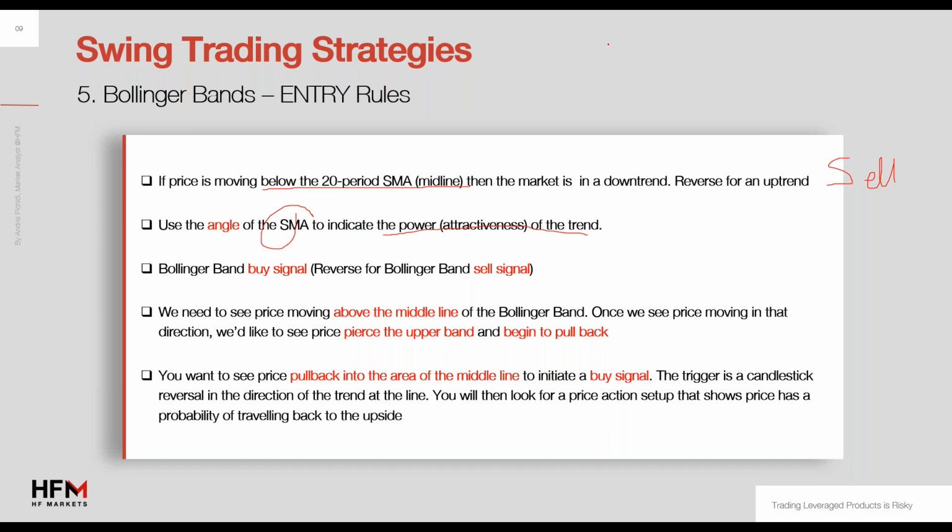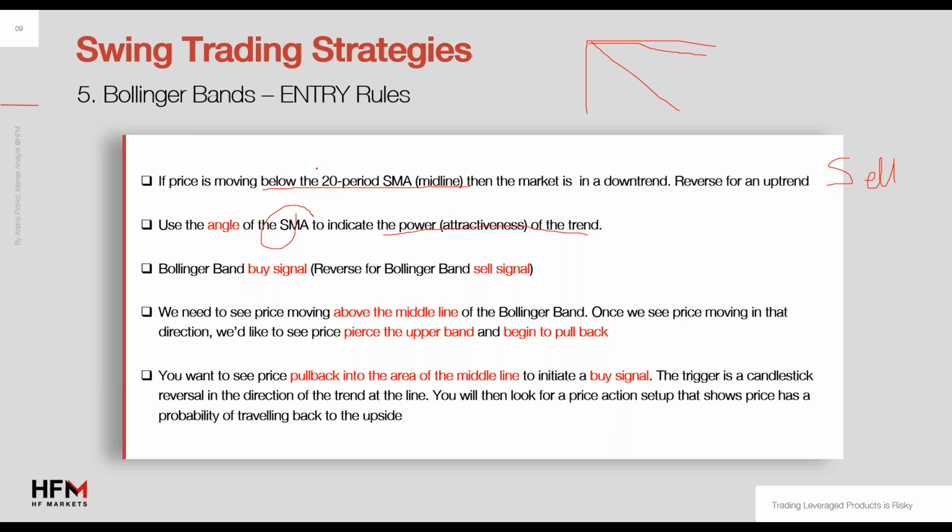If the angle of the simple moving average is aggressively down, remember, if the angle is like that, it means it's a bit narrow. If it's 45 degrees, for example, it's sharp. So by observing the angle of the moving average, we can see the power of the trend. And then we will decide whether we will go long or short.